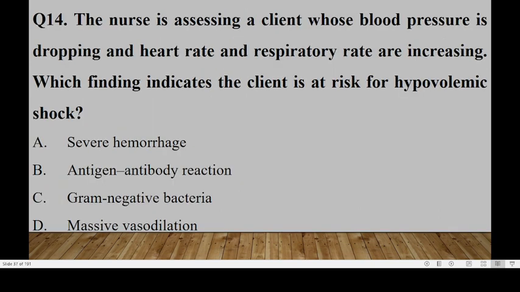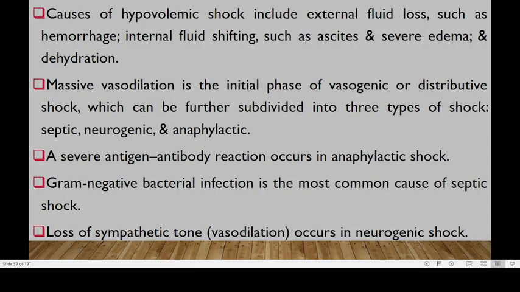The nurse is assessing a client whose blood pressure is dropping and heart rate and respiratory rate are increasing. Which finding indicates the client is at risk for hypovolemic shock? Severe hemorrhage, right? Severe hemorrhage. So we have external fluid loss such as the hemorrhage, internal fluid shifting such as ascites, severe edema, and dehydration could lead to hypovolemic shock.